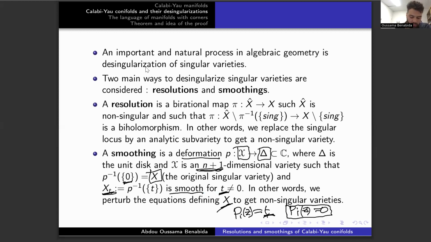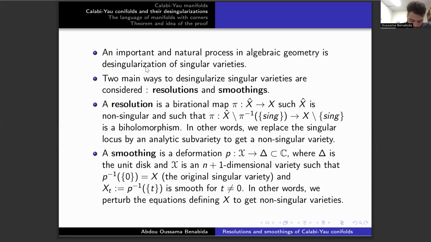These two ways of desingularizing are different, because in this case we're keeping the whole variety the same, we're changing just the singular point by a subvariety. Meanwhile, here we're moving the whole complex structure, we are doing a deformation of the whole complex structure such that the fibers are now smooth.